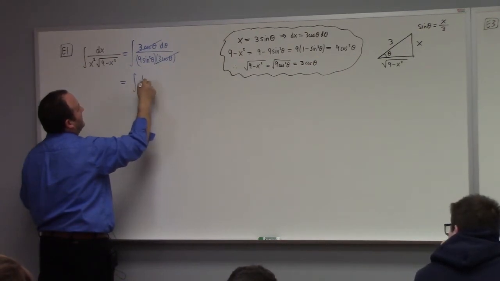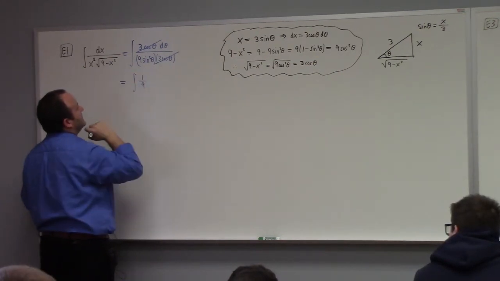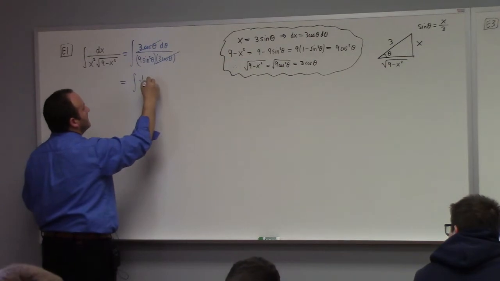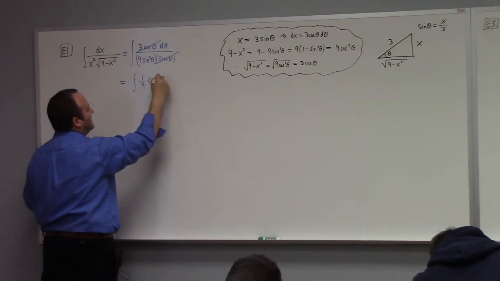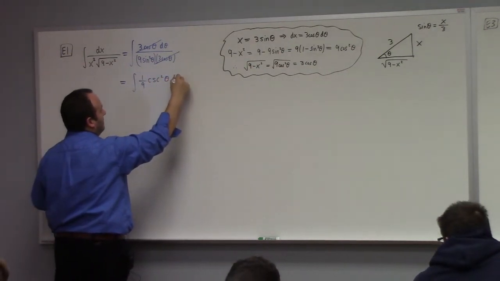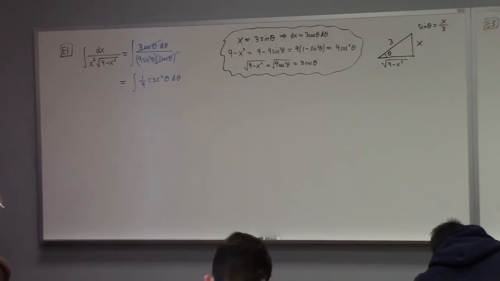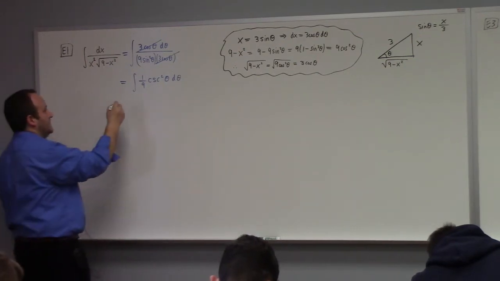Looks like 1/9. What's 1 over sine squared? It's not secant, but you might have said cosecant. Cosecant squared theta d theta. What's the integral of cosecant squared? I heard a minus cotangent.